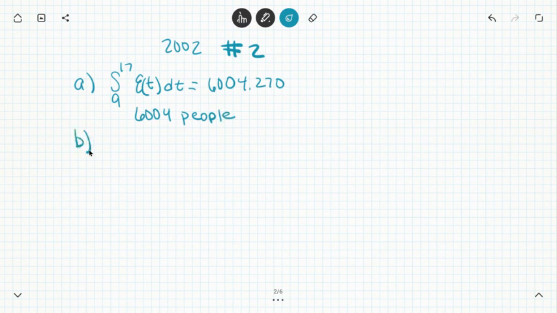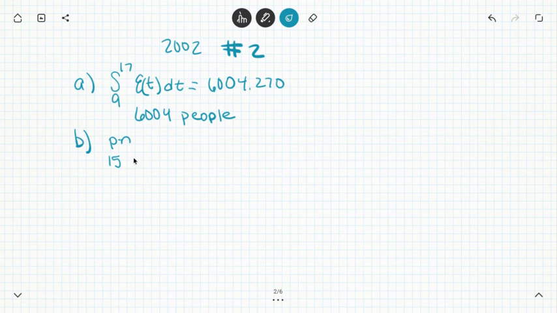For part B, it asks you to find the price of admission is $15. The price of admission to the park until 5 is $15. After 5, it goes down to 11. So how many dollars are collected? Well, the amount of money collected is the price of whatever it is times the number of people that enter. So we have a price of $15. We have a number of people that enter.